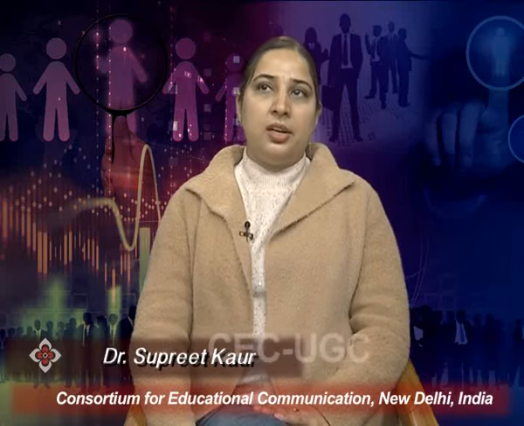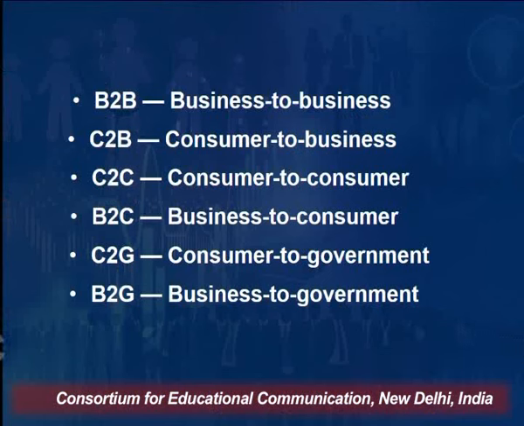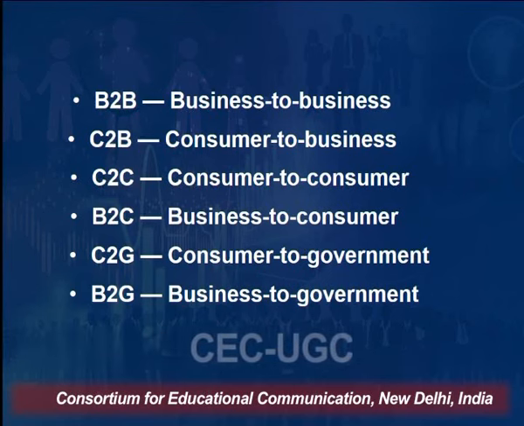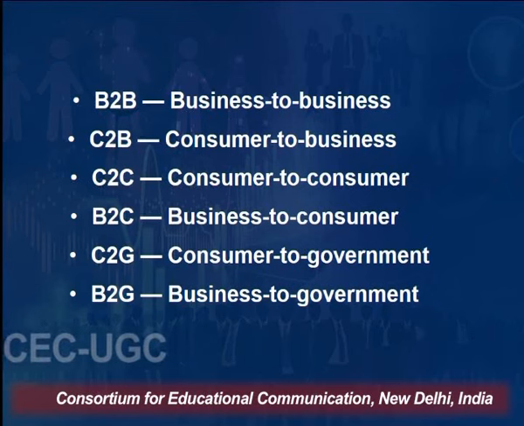Talking next about the models of e-business, right? So in the traditional format, we have a basic B2B model, C2B model, C2C model, B2C, C2G and B2G. Now, you have heard about all these models wherein B2B stands for business to business, consumer to business is C2B, and then consumer to consumer. Then we have business to consumer, consumer to government and business to government.